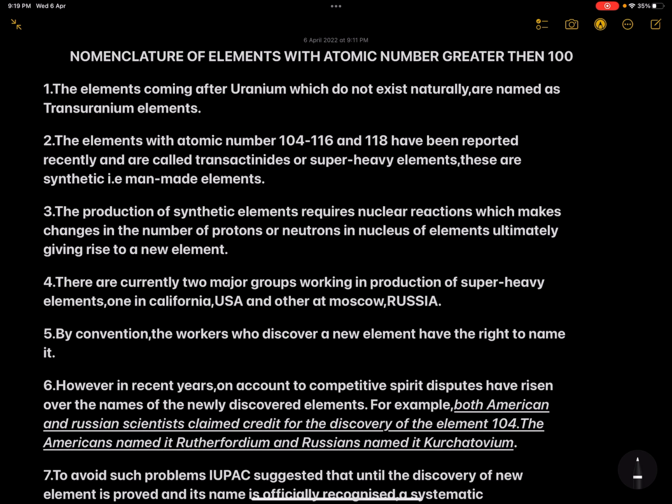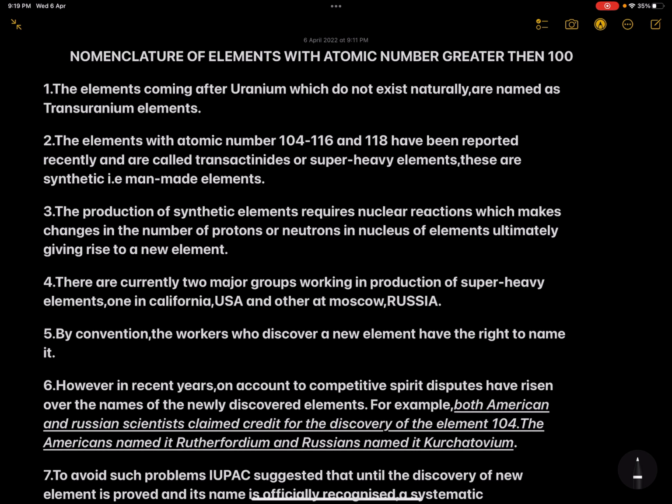Now let's come to the point number three. The production of synthetic elements requires nuclear reactions which make changes in the number of protons or neutrons in the nucleus of elements, ultimately giving rise to a new element. Now let's come to the point number four. There are currently two major groups working in the production of super heavy elements, the one in California, USA and the other at Moscow, Russia.